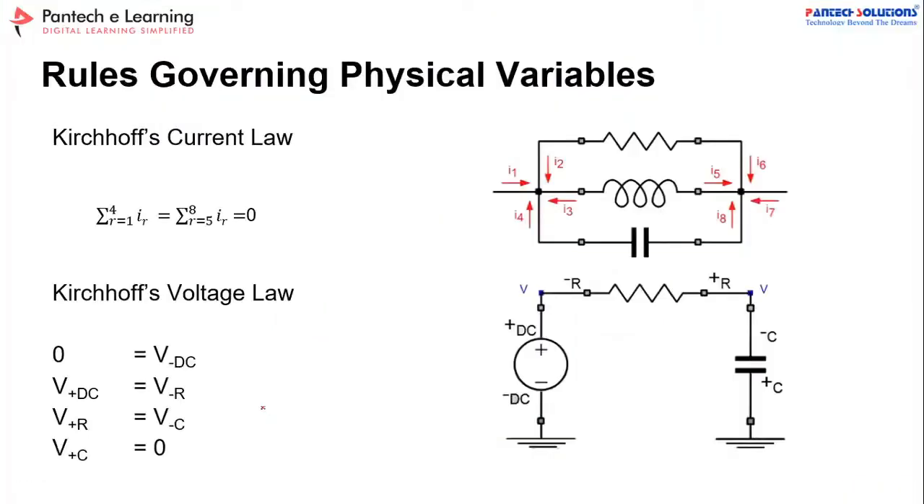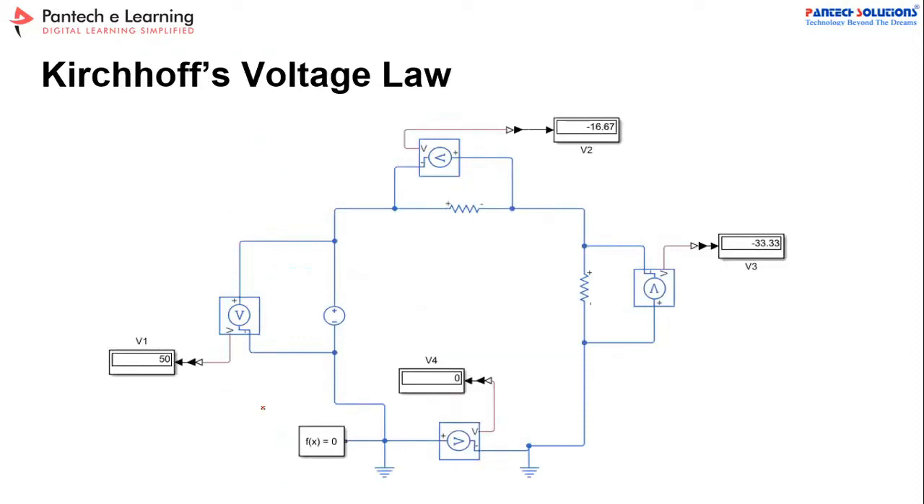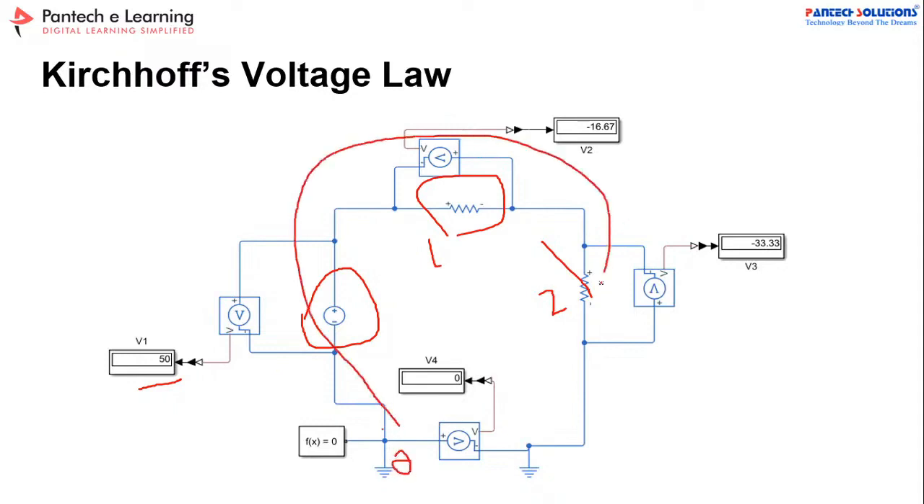Similarly, this is the Kirchhoff voltage law. See here, this is the input source. We have applied 50 volts, and two resistors are connected. The summation of the voltage across resistor R1 and resistor R2 is equal to the total available voltage. If you start the loop from 0 at this point and come around like this, the voltage available in the entire loop will be 0.